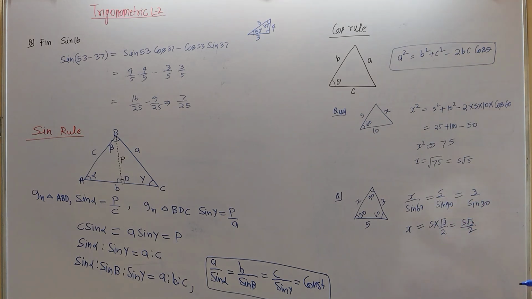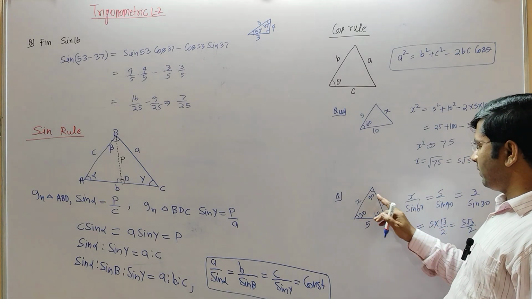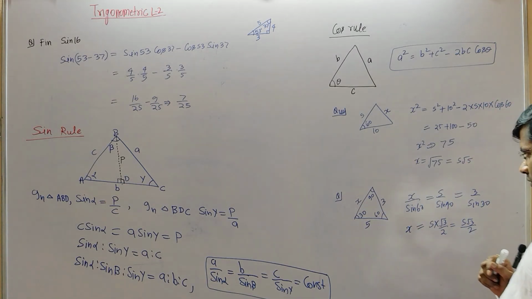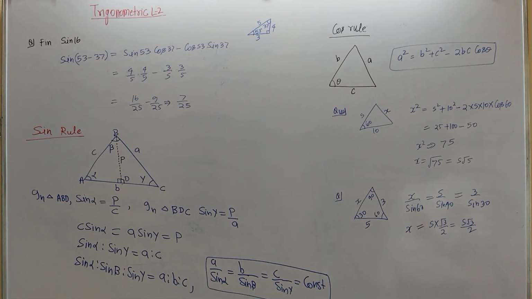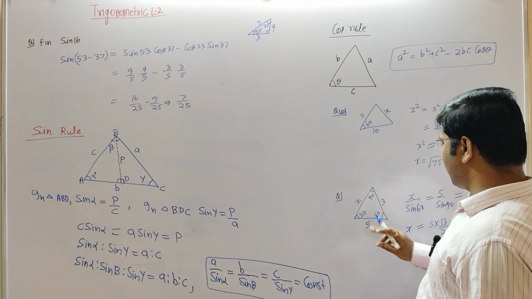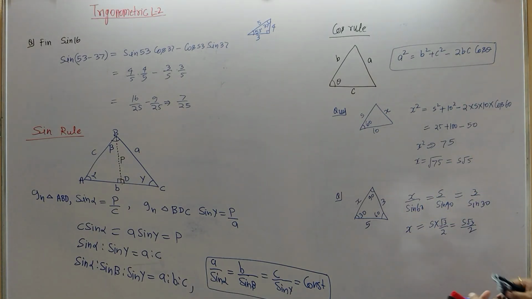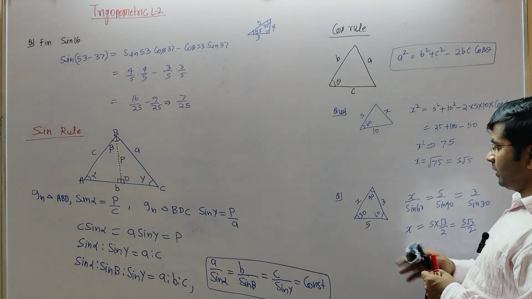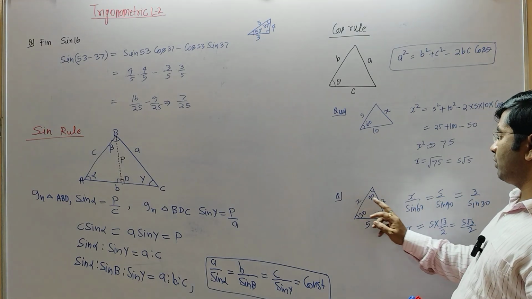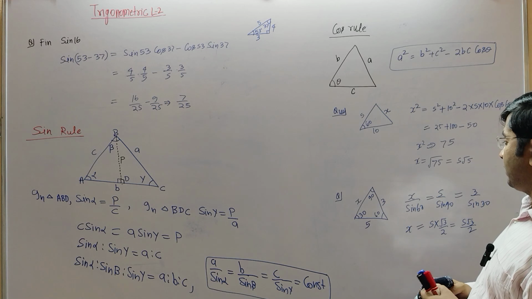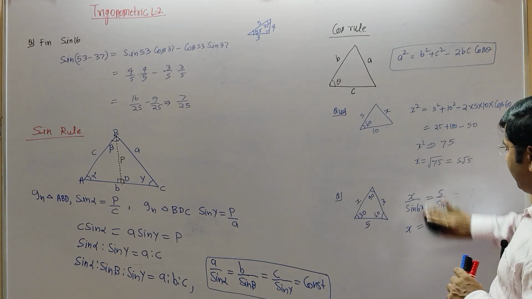Wait, this is 3, 30, 5, 90, x, 60. If it is 3, 4, 5, then that angle is different. Actually, I should give this angle as 37, then this will be accurate; otherwise this will be wrong. I cannot put anything. If I put an angle and take one side, then the other two sides will be in a particular ratio. It's not random.